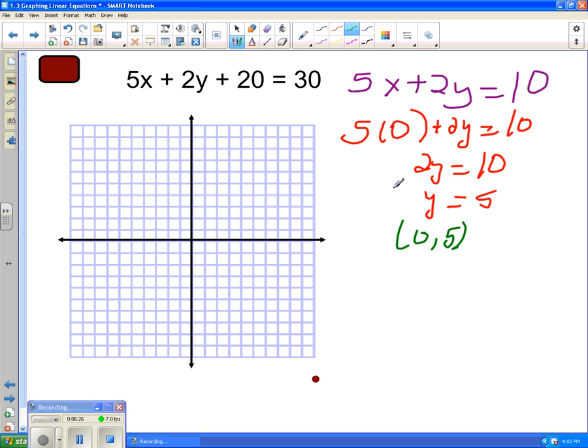So I go down here, I graph my point, I go to the origin, I want to go to the point 0, 5, so I'm going to go up 5 units. 3, 4, 5, and there you go.